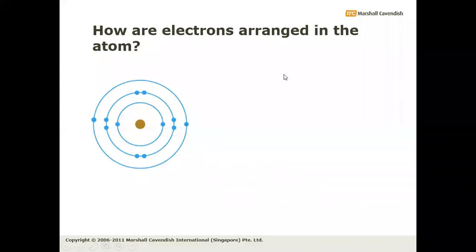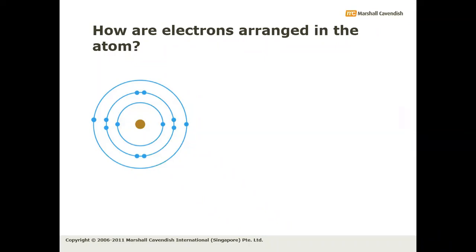Today's topic is electronic configuration and continuation of the structure of atoms. We will be studying electronic configuration, the arrangement of electrons in shells and orbits, continuing from what you have learned in O levels, and we will be building on some new concepts which are to be a part of your A levels course.